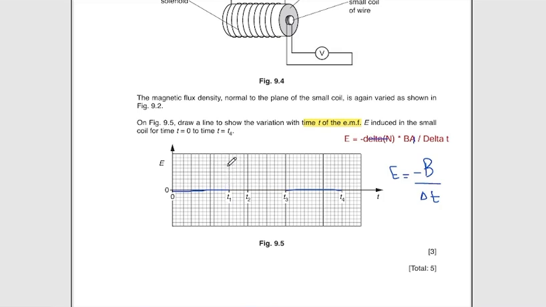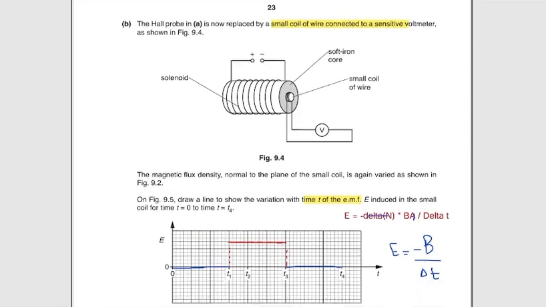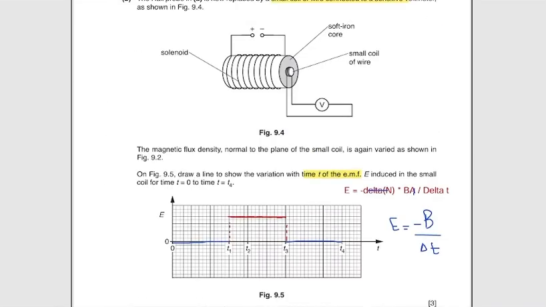And you just have to form a line here, just draw a solid line here, and you can connect them together with dotted lines like this. And this is it for your B part as well, and for question number 9.